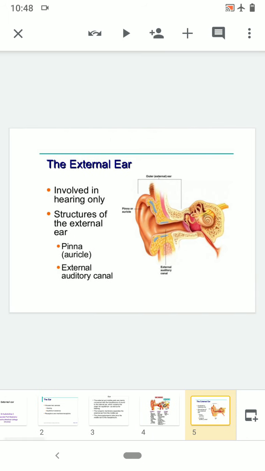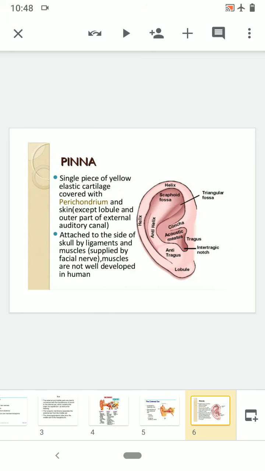Okay, now coming to the external ear, which is the topic of concern today. You have three main parts: the pinna, the external auditory canal, and the outer surface of the tympanic membrane. It is mainly involved in hearing. It does not take part in balance. Okay, now coming to the pinna.